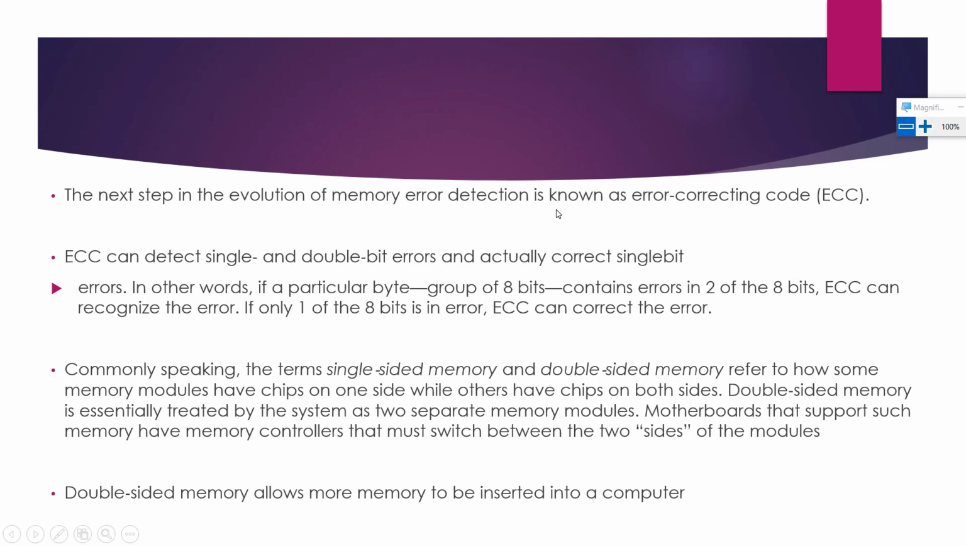So, two things. Parity was that it will detect the error, and then ECC, error correcting code, will correct 1 bit if there's an error on 1 bit, but on 2 bits it's still not going to be able to correct. That is still an evolution of what's going on.